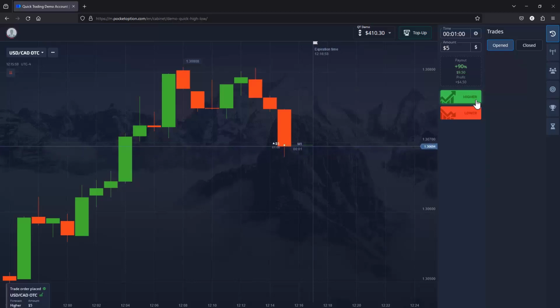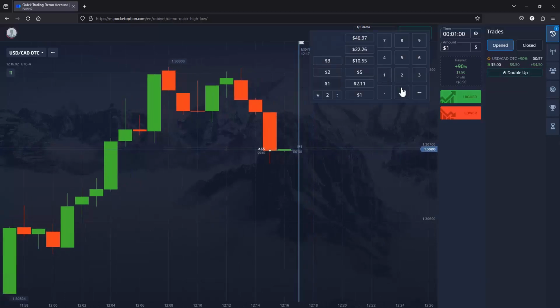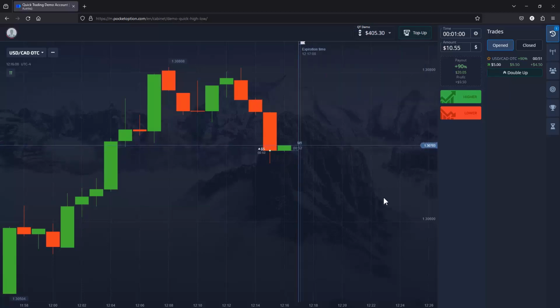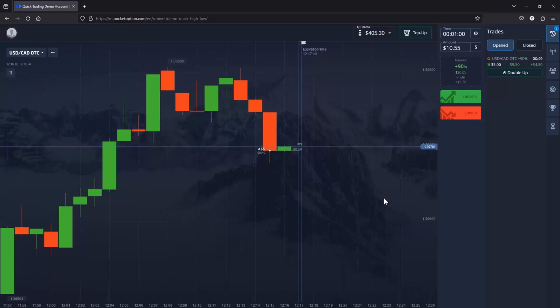Okay, let's go. I just entered the first trade. The amount for the next trade will be $10.55. If I lose the current trade, the next one will be with another higher option. 20 seconds to the candle closing time.